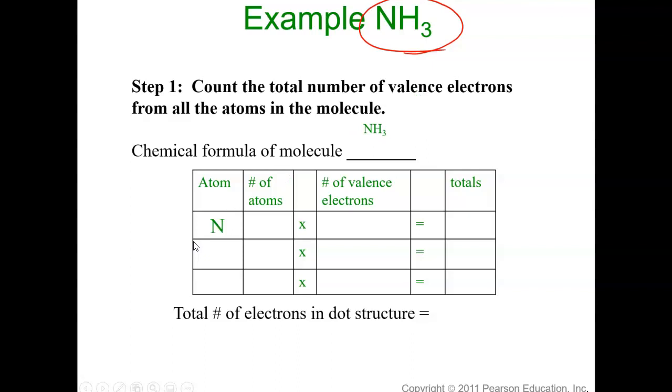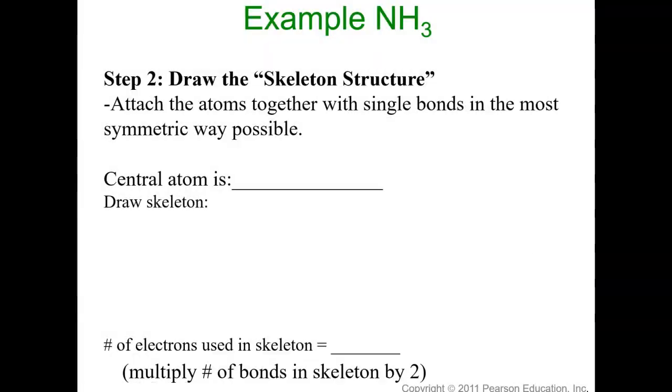So we have a nitrogen atom. There's only 1 of them. How many valence electrons does nitrogen have? It's in group 5, so there's 5. So there's a total of 5 electrons there. Hydrogen, there's 3 hydrogens. They each have 1 valence electron, so that's a total of 8 valence electrons. So again, this is the number we need to make sure of before and at the end of our Lewis structure.